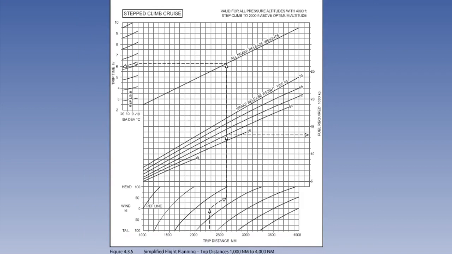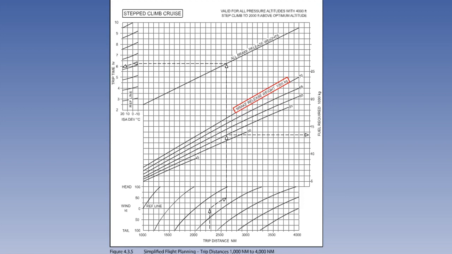As aircraft weight decreases, the optimum altitude increases. This greatly increases fuel economy. The standard method of increasing altitude as weight decreases is to use a step climb procedure. In order to comply with the semicircular flight rules, this is done in 4,000 feet steps. Graph 4.3.5 allows for the increase in cruise altitude in 4,000 feet steps, up to 2,000 feet above optimum.